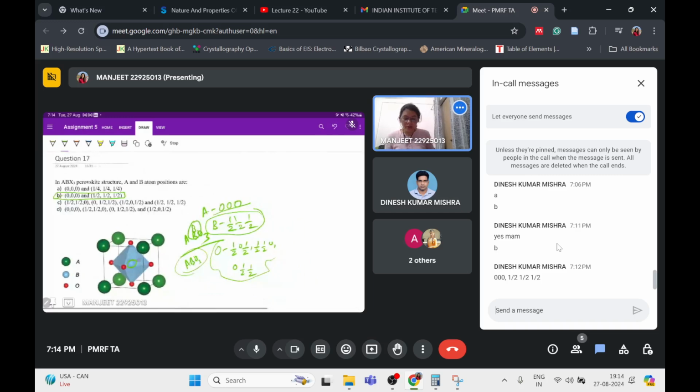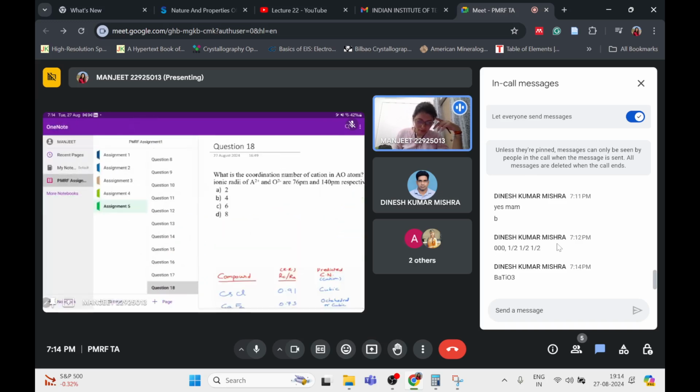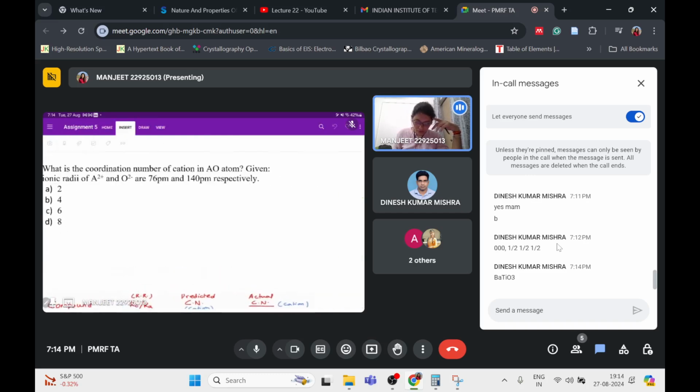So we have discussed a few ionic solids. These are the standard ones. At least you have to remember the standard crystal structure of the material, so that you can easily check the position and the coordination number. So this will be the next question.